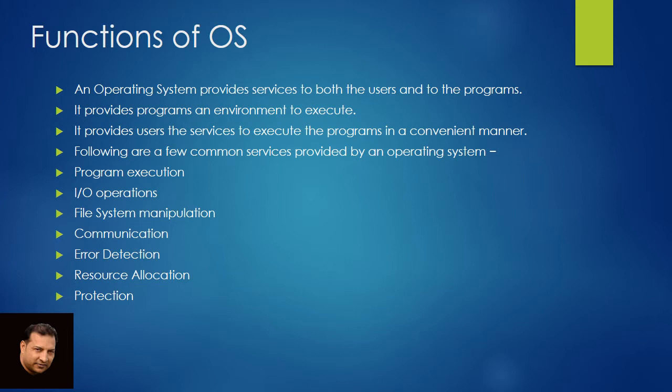Let us see them one by one. So, program execution. Operating system loads a program into memory, executes the program, handles program's execution. It provides mechanism for internal processings of that program. An operating system also manages communication between user and device drivers.